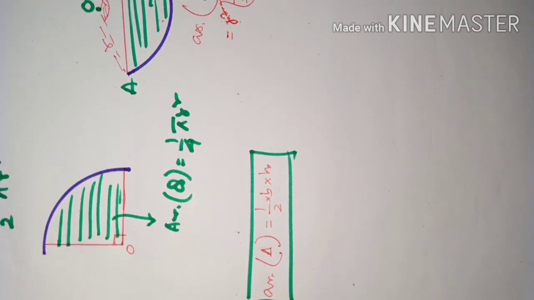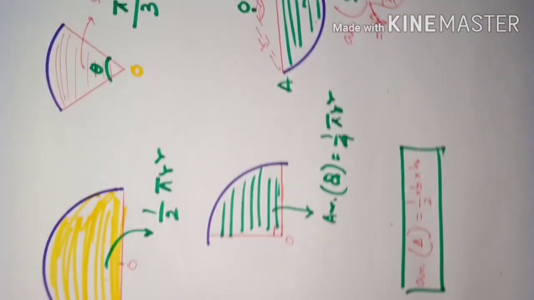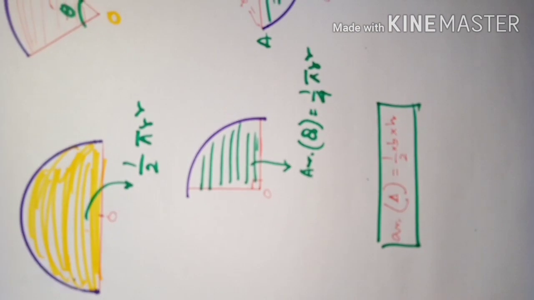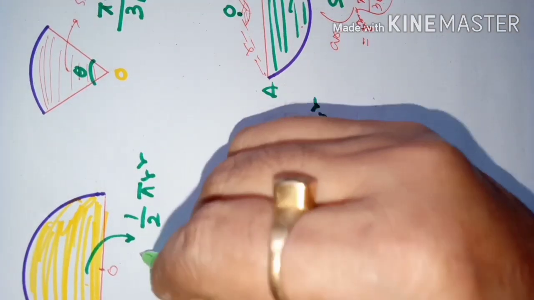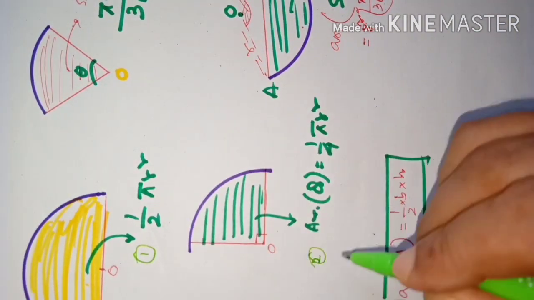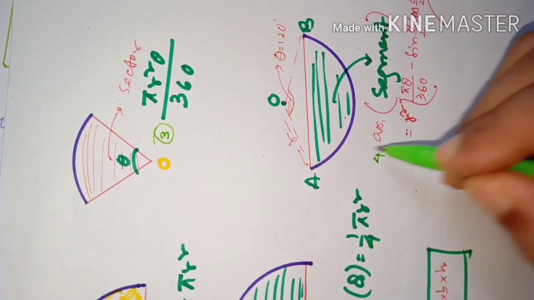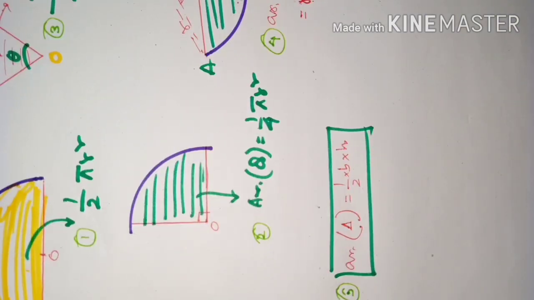Area of triangle, area of quadrant, area of segment, area of sector, area of semicircle, area of complete circle, that way. Okay, dear students? So if we count how many formulae will be used now, we can say this way. We have, say, formula 1, 2, 3, 4, then 5. These 5 minimum formulas will be used.